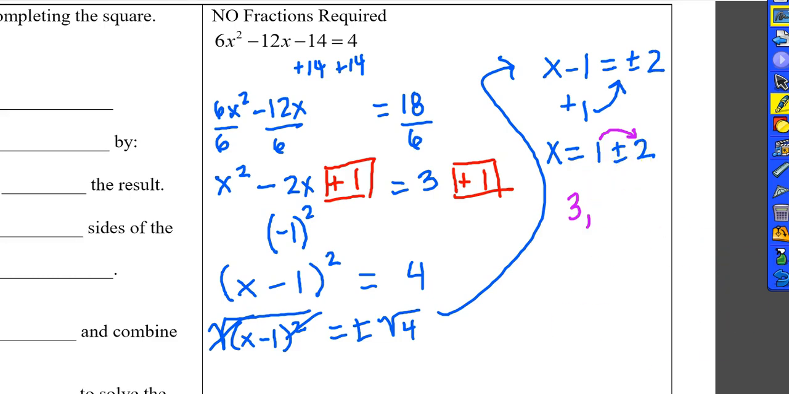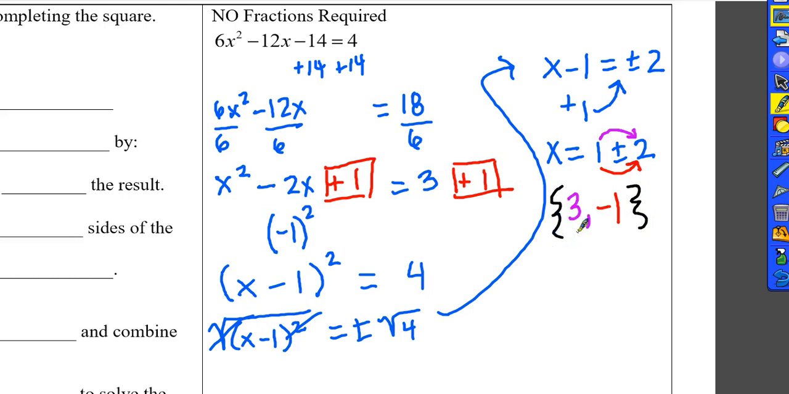Now I'm going to go back. I'm changing colors, and I'm going to do my math going under. So I'm going to do the subtraction because it's under. So 1 minus 2 is negative 1. And there are my solutions.